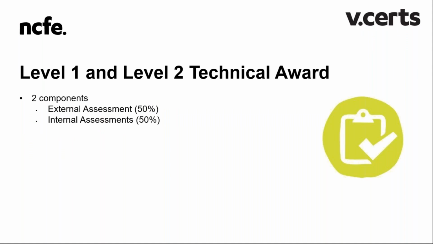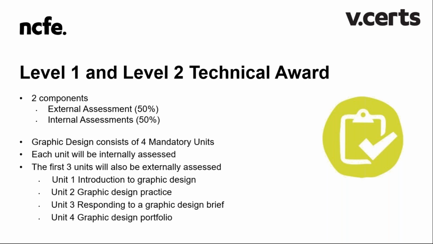So the Level 1 and Level 2 Technical Award in Graphic Design consists of two elements: the external assessment, which is worth 50% of the final grade, and the internally assessed coursework, which is worth the other 50%. The graphic design does consist of 4 units, and each of these units will be internally assessed with the coursework. As well as this, the first 3 units are also externally assessed with the invigilated external assessment.